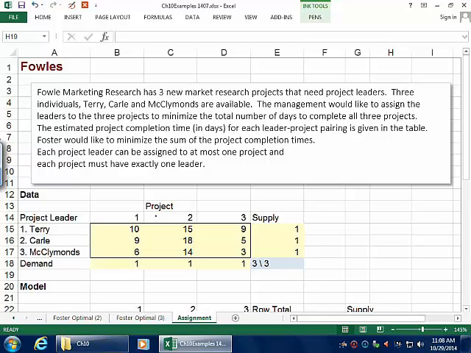So this is an assignment problem. It's a kind of transportation model, more specific, like a subset of the transportation model. And here what happens is that the supplies and the demands are all just equal to 1.